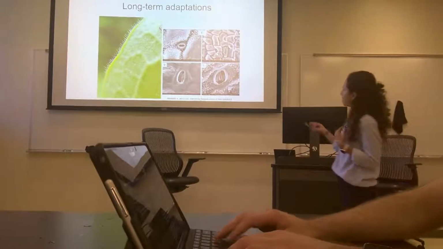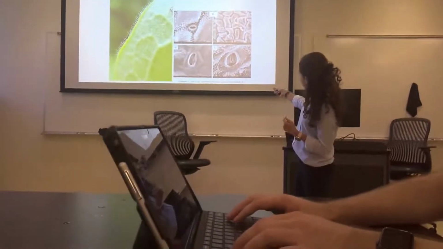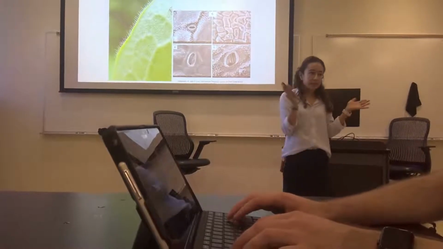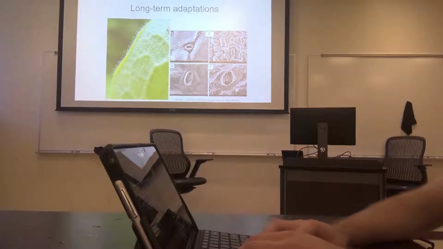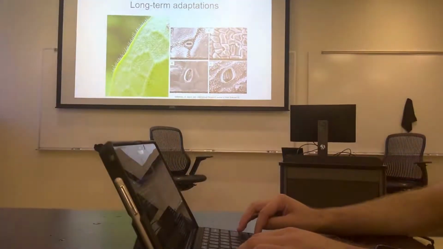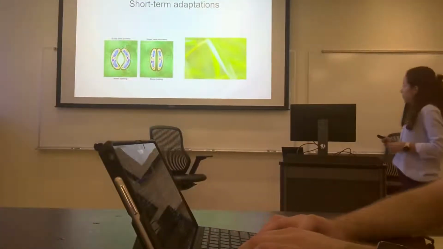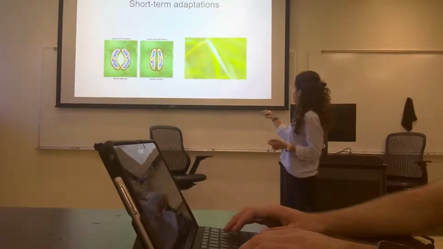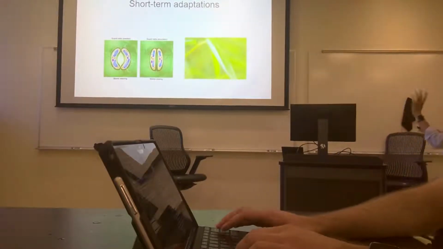Another thing is sunken stomata. As you can see here, the stomatal complex is sunken, so also very protected. Stomata open and close, and again the wind is just not affecting them so much because they are protected. The short-term adaptations: the opening and closing of the stomata, as we talked about, is something that plants can do.